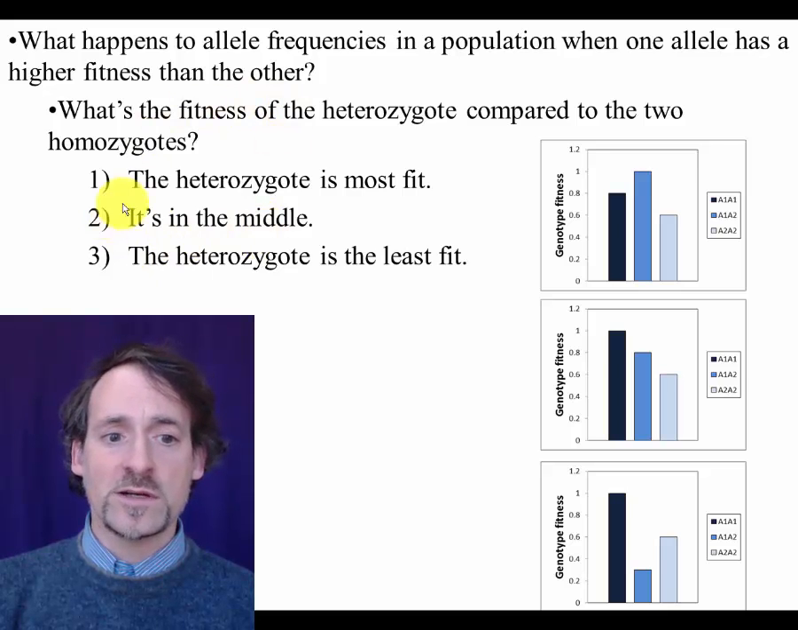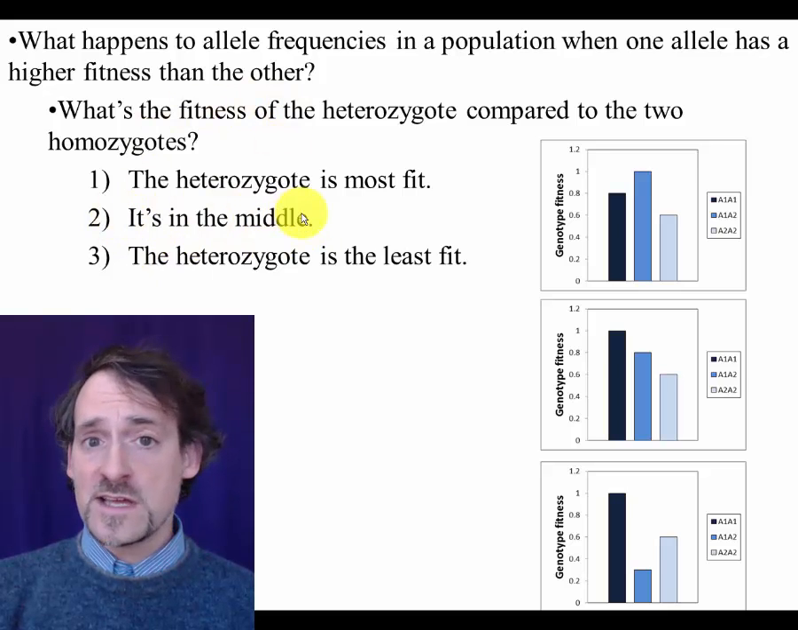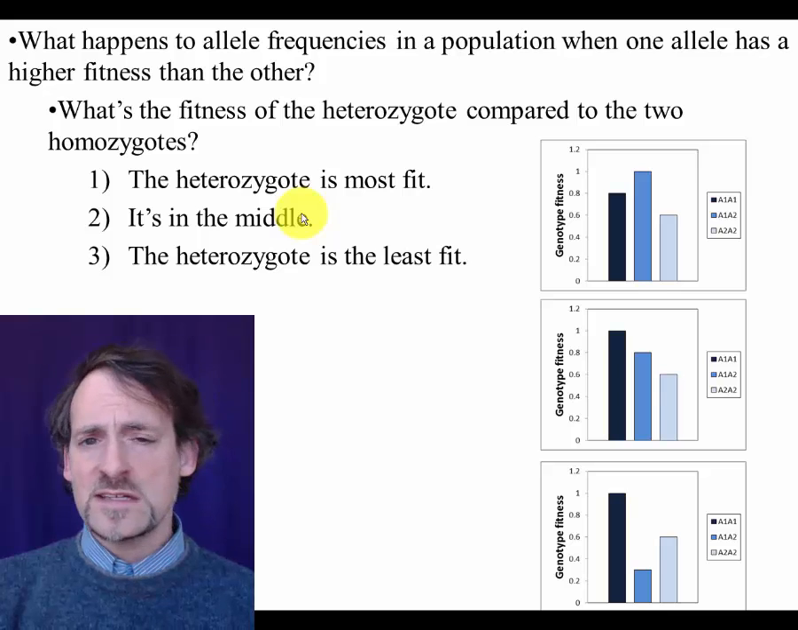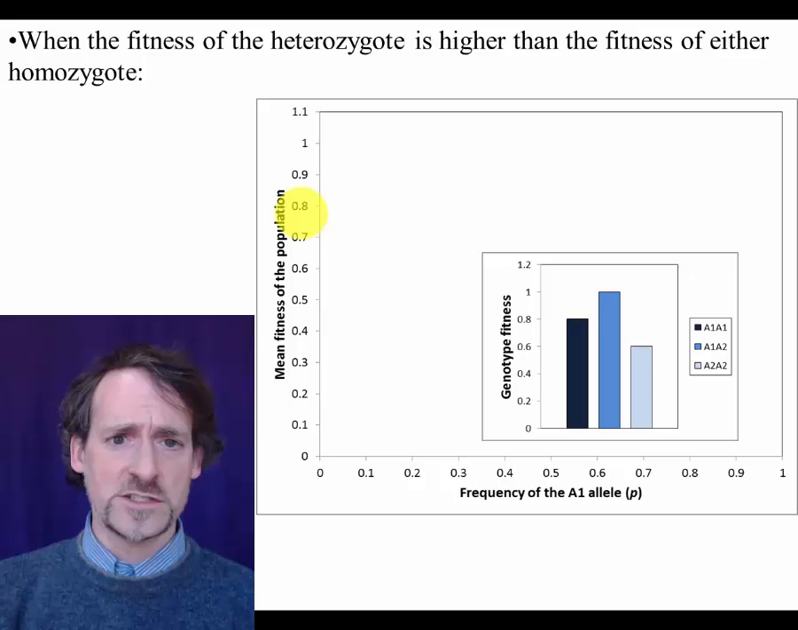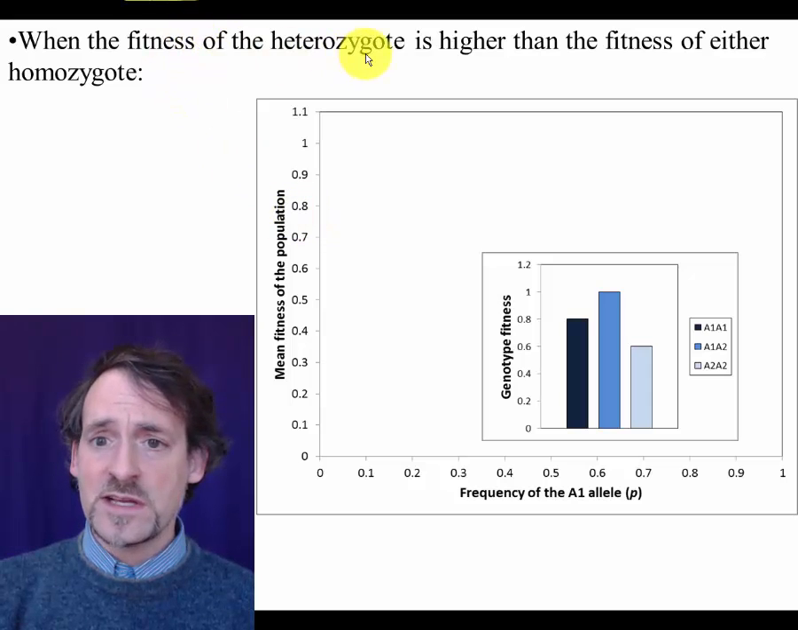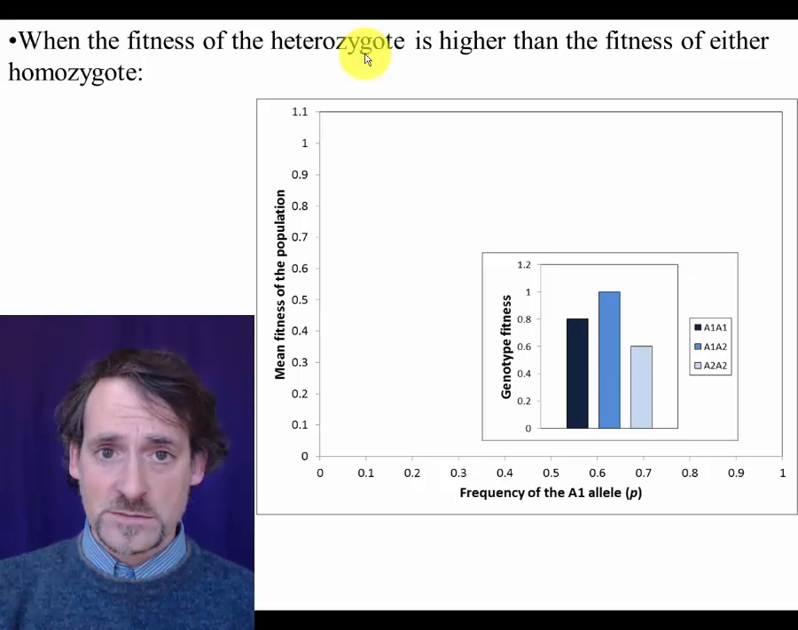So that's one of your outcomes. When the fitness of the heterozygote is in the middle, the most fit allele always goes to fixation. Now let's take a look at the other two cases. These are more unusual, and they're kind of strange. What happens when the fitness of the heterozygote is higher than the fitness of either homozygote?